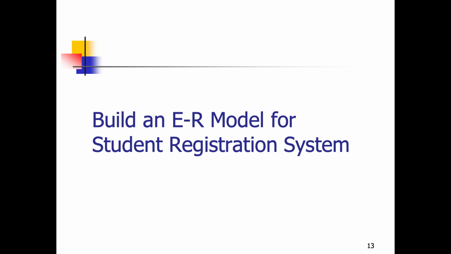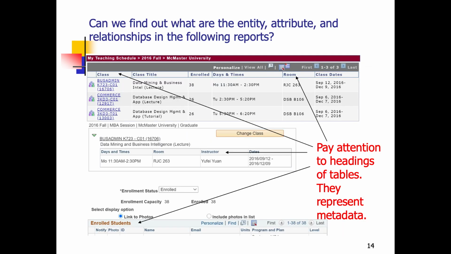So let's see how we can build an ER model for, for example, a student registration system, the example that we already had also last week. So here in this slide, can you see, or do I have to zoom? Or maybe I can tell you what the different columns are. So we have classes, we have class title or class names, and we have the number of enrollments in each class. We have days and times of the classes. We have rooms and class dates.